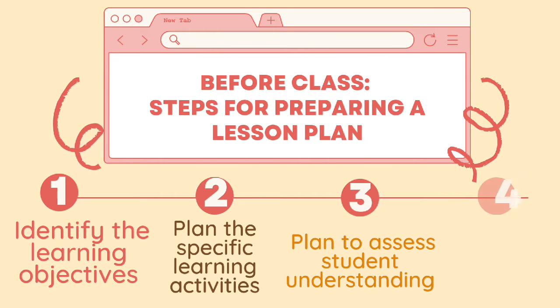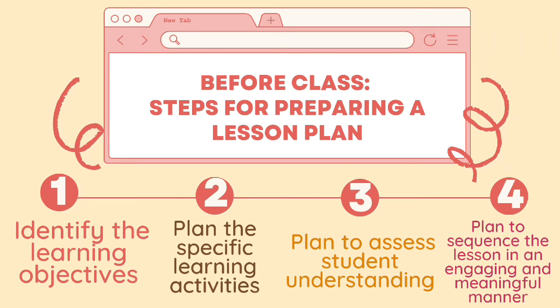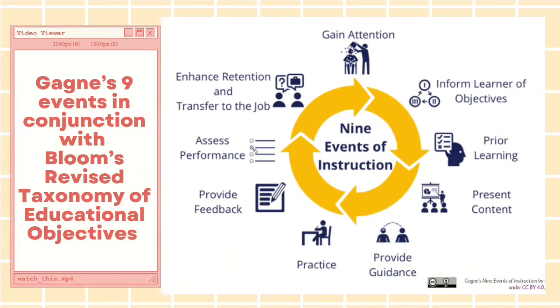And the fourth step is to plan to sequence the lesson in an engaging and meaningful manner. Robert Gagne proposed a 9-step process called the events of instruction, which is useful for planning the sequence of your lesson. Using Gagne's 9 events in conjunction with Bloom's revised taxonomy of educational objectives aids in designing engaging and meaningful instruction. So the following is the 9-step process proposed by Robert Gagne.